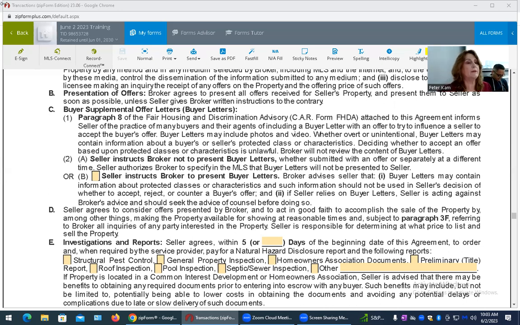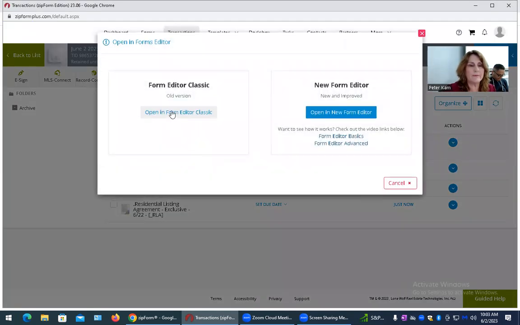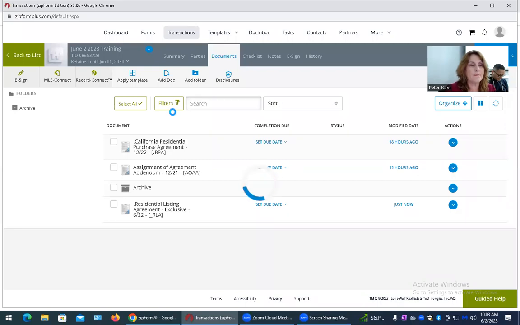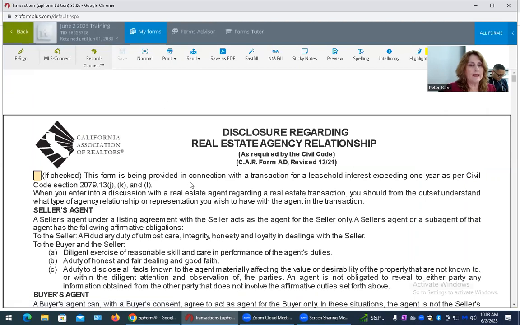So now I'm going to flip into the California purchase agreement. Bear with me, let me just pull it up and full screen it. So the reason I brought that up is because I'm going to go really quickly over a couple of things.